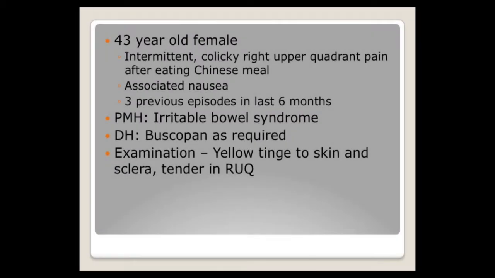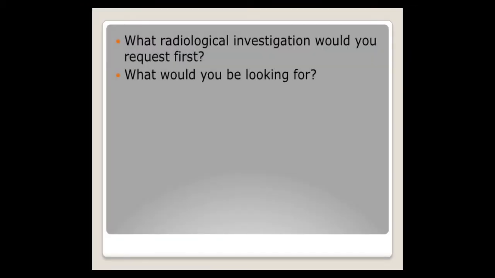Our first case is that of a 43-year-old female that has presented with intermittent colicky right upper quadrant pain after eating a Chinese meal. She has some associated nausea and states that this pain has occurred on 3 previous episodes within the last 6 months. Her past medical history is positive for irritable bowel syndrome, and she is currently on Buscopan as required. On examination, you note a yellow tinge to her skin and sclera, and she is tender within the right upper quadrant.